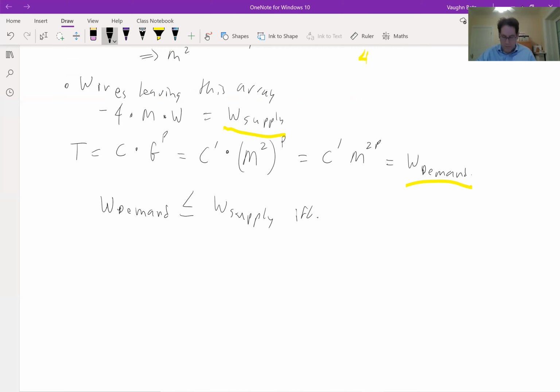So when will that happen? We're just going to plug in the numbers. W demand was C prime times M to the 2P, right? This is what we wrote above. And we wrote that W supply is 4 times MW. So we can do a little bit of manipulation here. We divide by 4, we get C prime divided by 4. We divide by M, so we now get M to the 2P minus 1 on this side. And that has to be less than or equal to W, because that's all that's left. We divided by 4M, and that's what we get.